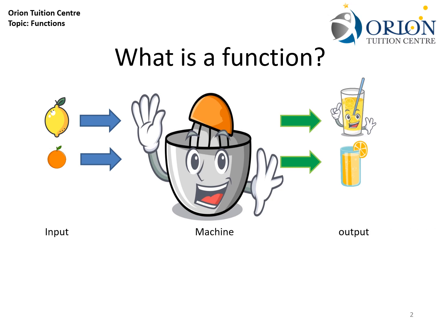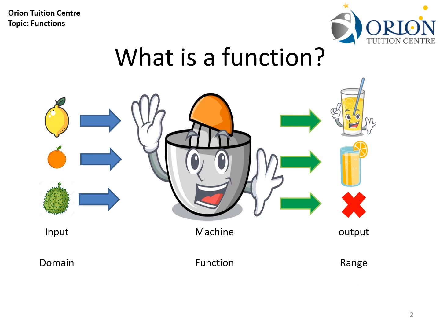Now, imagine if we instead use a durian as an input, will we be able to get any output? The answer is no, since the machine is not made for such purposes. So from this, we know that functions require specific inputs, which we call domain, to give us a certain output called the range of the function.